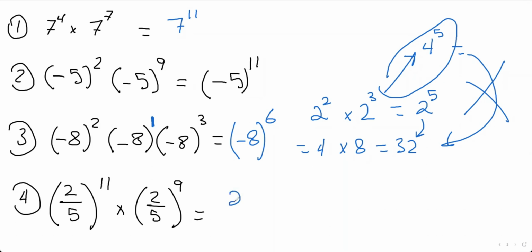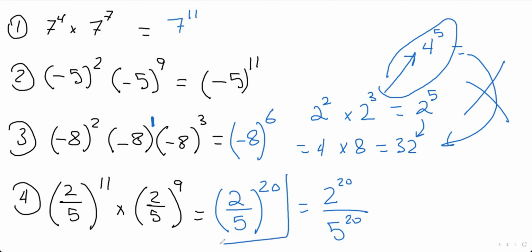This, all I need you to write is 2 over 5 to the power of 20. If you did this and you wrote 2 to the power of 20 over 5 to the power of 20, that's fine as well. But I don't want you to go further than that. Okay. We'll go to the next batch of questions.